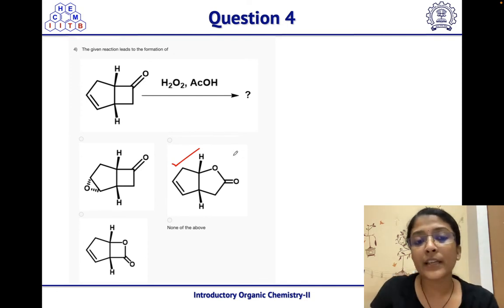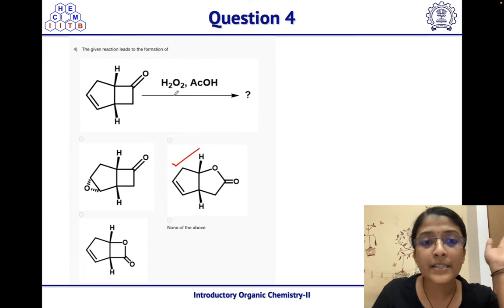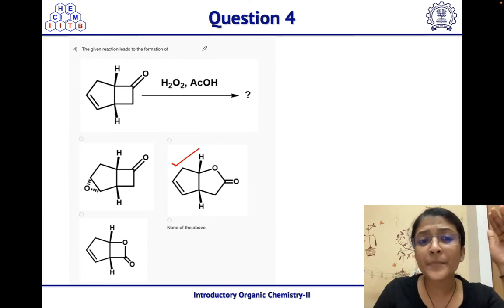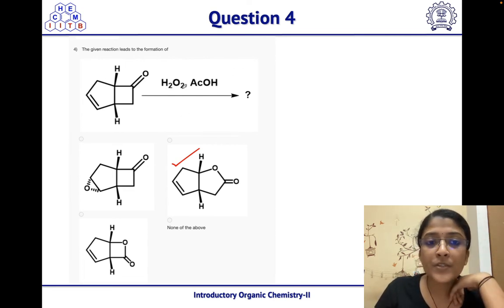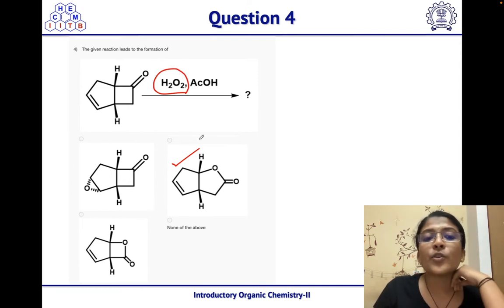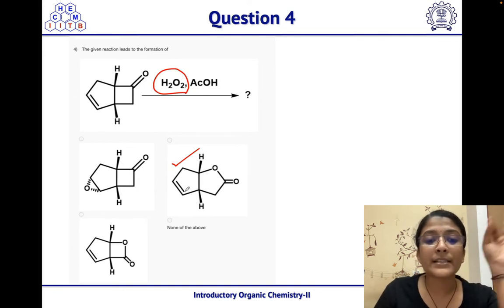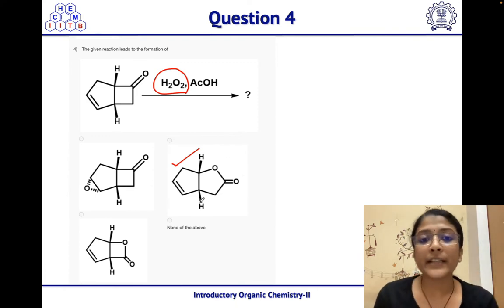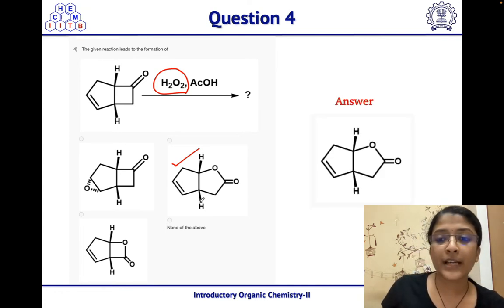So if we came to know that this is a Baeyer-Villiger rearrangement that is taking place here, because there is a hydroperoxy group here, very easily, or in a few seconds, we can answer this question, because only this is giving ring expansion. Baeyer-Villiger rearrangement gives a ring expansion product. So the correct answer is this lactone.